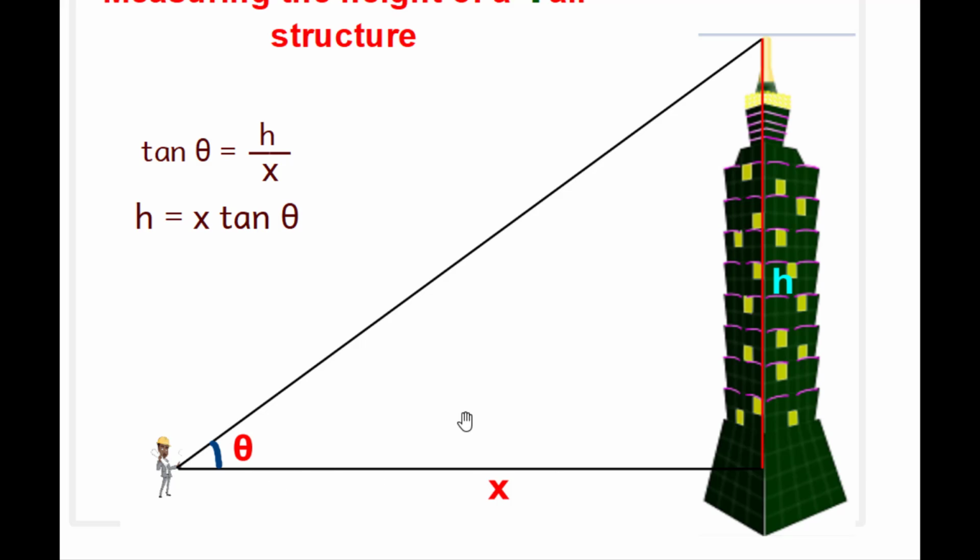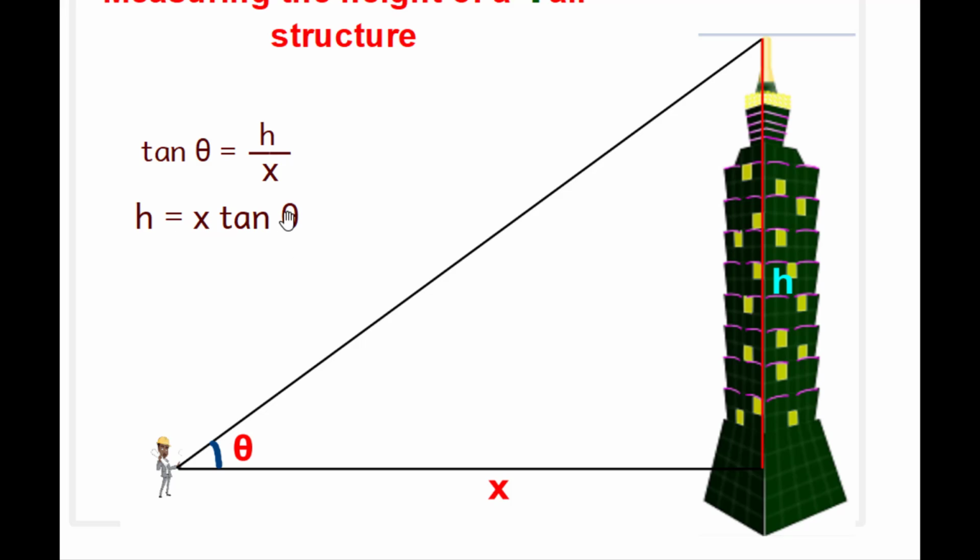So this is x. Now if h is the height, then tan theta is h upon x. Because tan theta is opposite upon adjacent, we get opposite is h and adjacent is x. So now h is equal to x tan theta. Now x can be easily calculated.